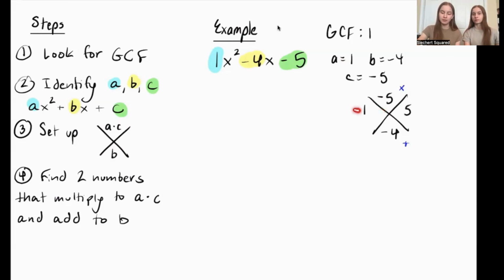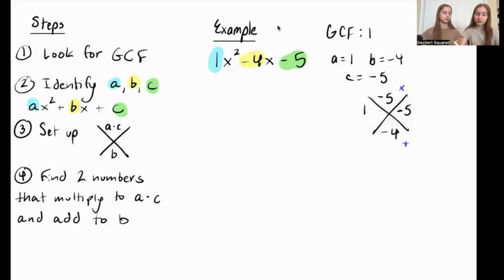So if you tried making the 1 a -1, those numbers do multiply to -5, but if you add them, you would get a +4, and we need a -4. That's your hint that you need to make the other number negative, so you need a -5 instead of a -1. Exactly. So 1 times -5 gets you -5, and if you add them, that gets you -4. So we found our numbers that are going to work in our diamond.